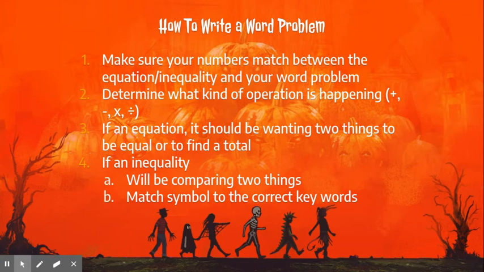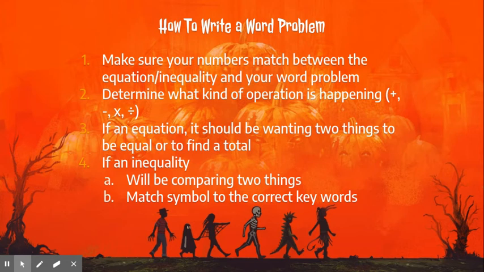So if I have 3x plus 4 equals 7, I need to make sure there's a 3, a 4, and a 7 in my word problem. And if there's any other numbers, then I know it's not going to be that one. Then we need to determine what kind of operation is happening. Are we adding, subtracting, multiplying, dividing? Are we doing a couple of them? You need to make sure. Go refer back to how to write equations from word problems, and it'll help you out a lot, because this is just going the other direction.